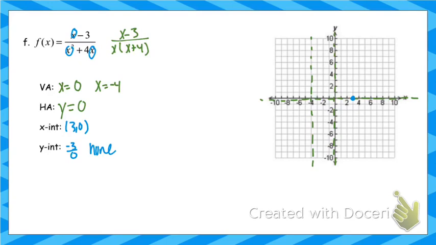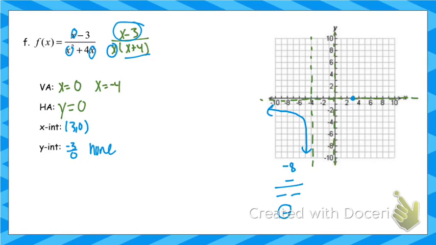So what I need to do is I need to pick some test points. So I'm going to pick a point in this region just to see if my graph is going to be positive or negative. So let's take negative 8. If I plug in negative 8, minus 3 is a negative number. Negative 8 over there would be a negative, and then negative 8 plus 4 is a negative. Negative divided by negative times negative is negative. So this region is all negative.